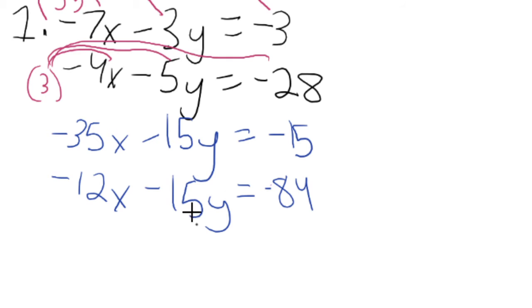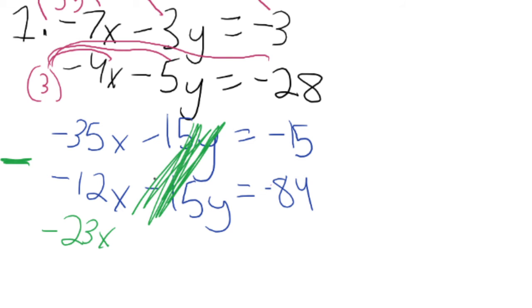Now, what I'm going to do is use the same method as before. So in order to do that, we're going to get the 15s, and they are the same sign. So we're going to subtract them. So let's start from here. Negative 35x minus negative 12x, minus a negative makes a plus. So that's going to leave us with negative 23x. And then these two will cancel out. And then equals positive 69.